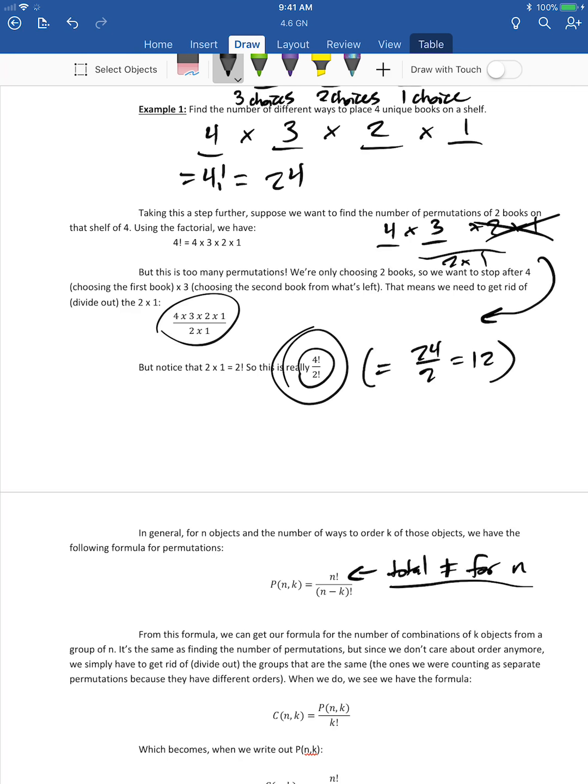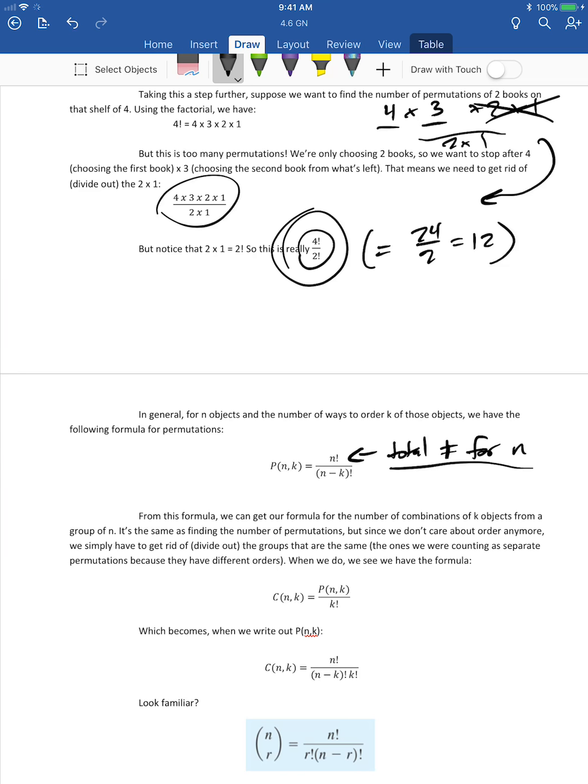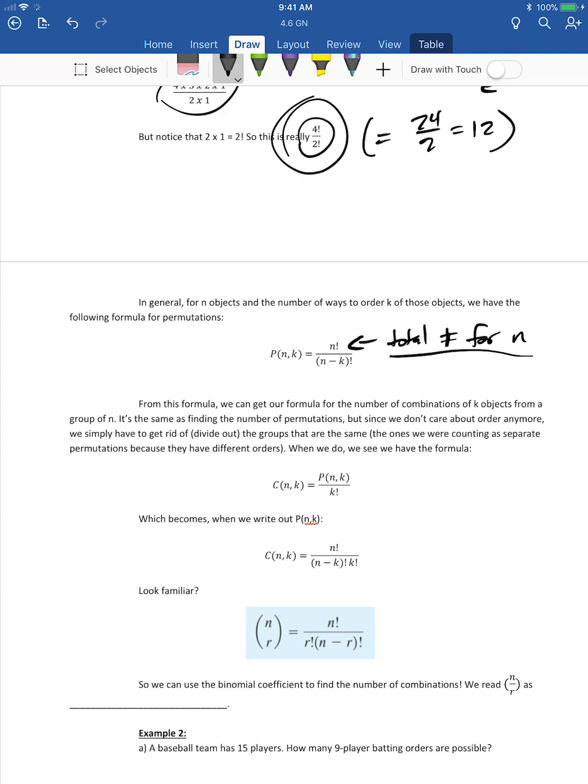So P of n, k is what we're starting with, and then we're dividing out by k factorial. We're dividing out by the groups that we counted more than once. And when we write that out, P of n, k, remember that was this, what we got up here, we end up with this final formula.